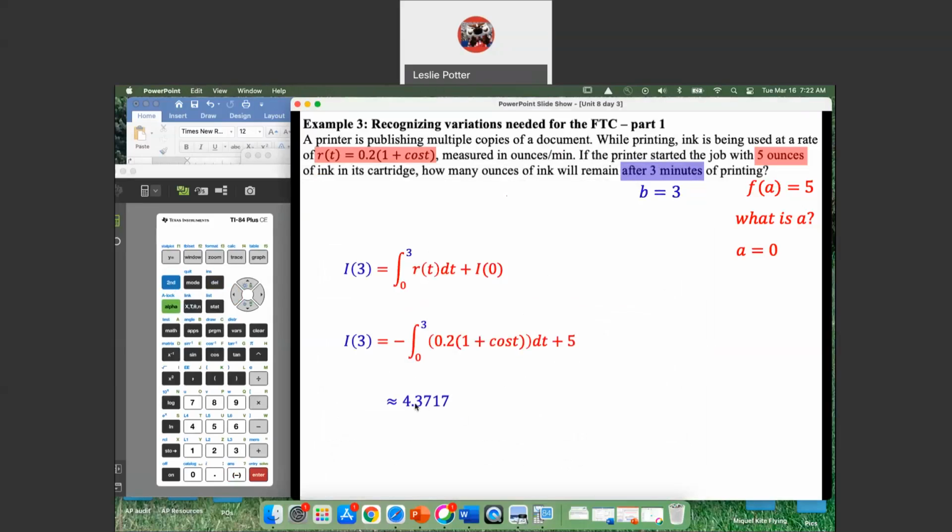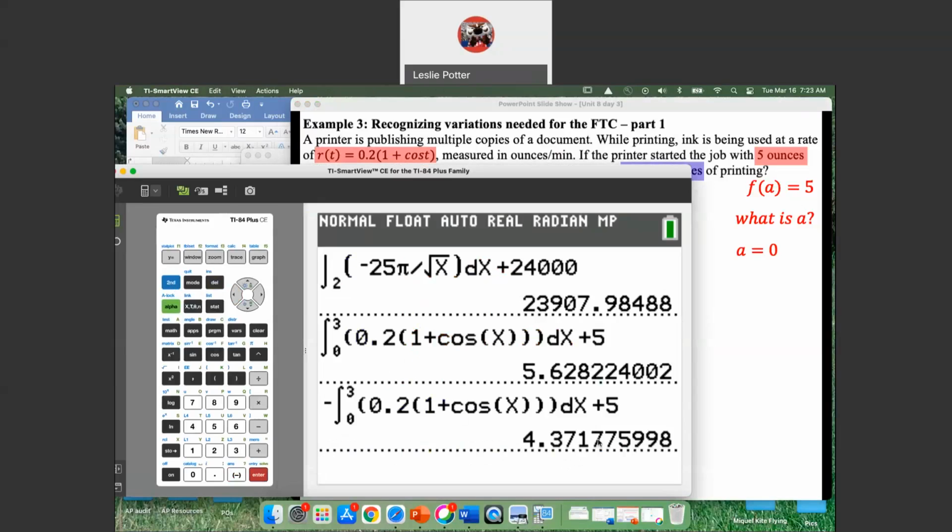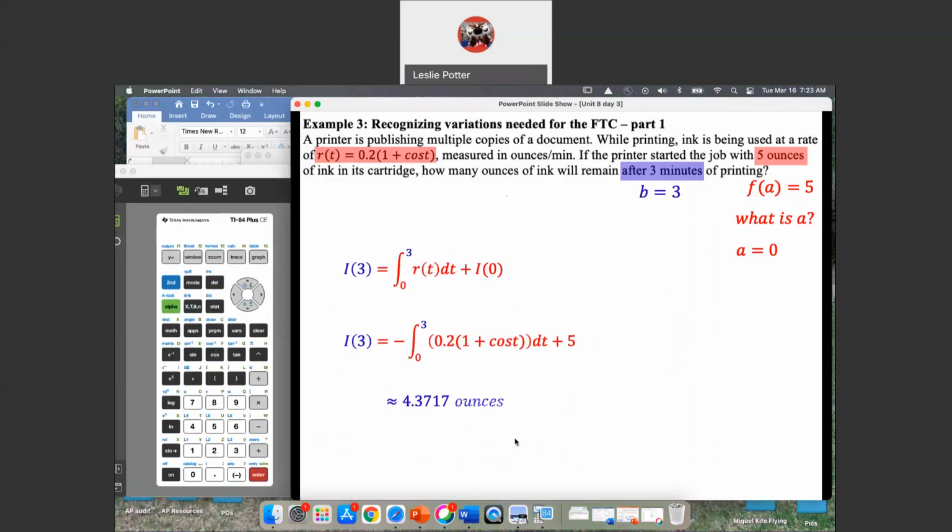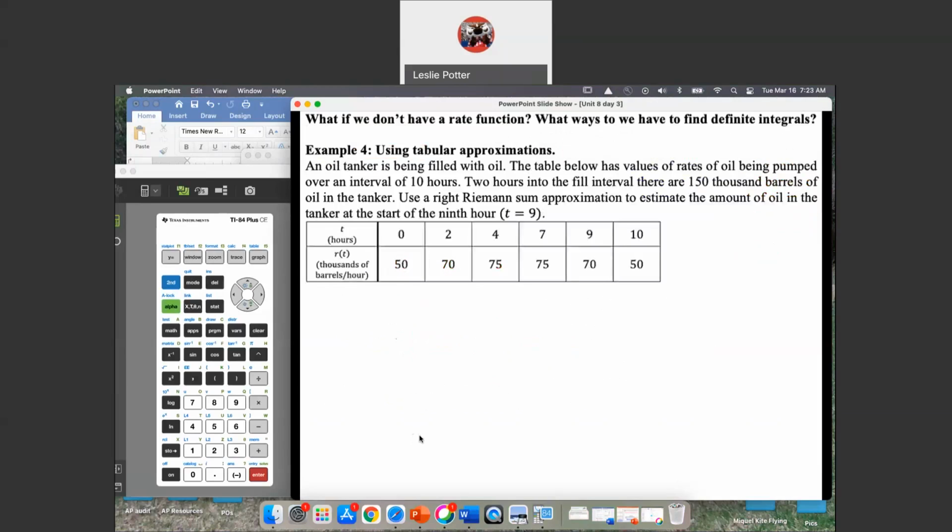So it's 4.3717. I kept 4 decimal places instead of 3. Yeah, and that would be correct because the digits are correct. Or we could round this to 4.372. And we're talking about ounces, so we'll put the units of ounces in there. Okay, so that's a variation. The variation is that I had to realize that ink is being used, so my rate should be negative. We get a couple more variations here on the fundamental theorem of calculus.